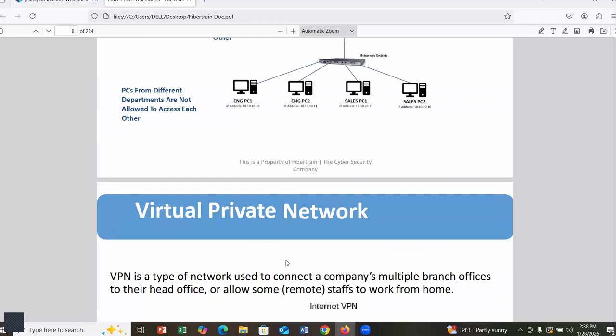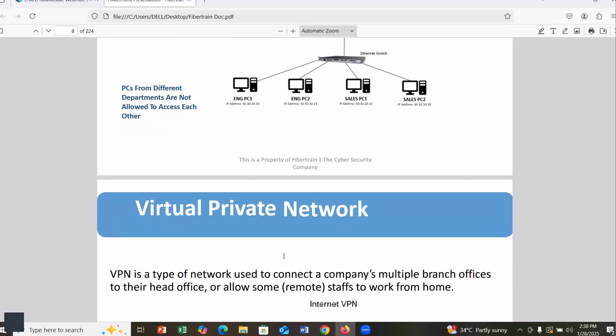So in a scenario where we have a lot of LANs, maybe we have a LAN in Abuja, another LAN in Lagos, and another LAN in Port Harcourt. But we now want those three LANs to be able to communicate with themselves on the internet. That is what we call a WAN. So a WAN is a connection of multiple LANs. When we have LANs in different locations and we want them to communicate together, that is what a wide area network is.